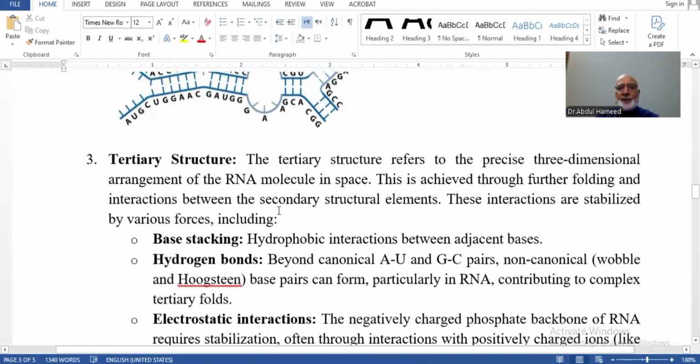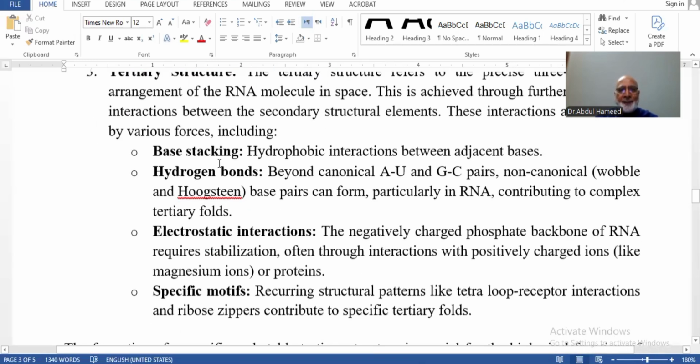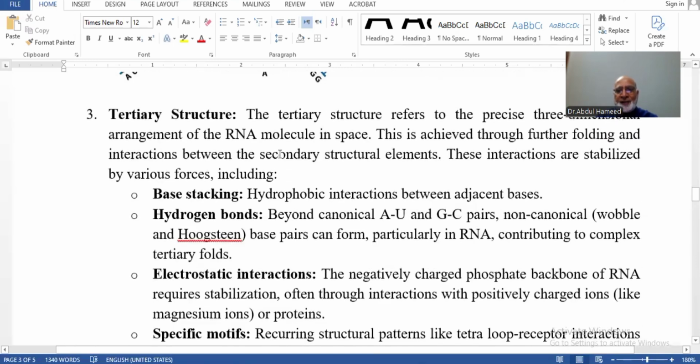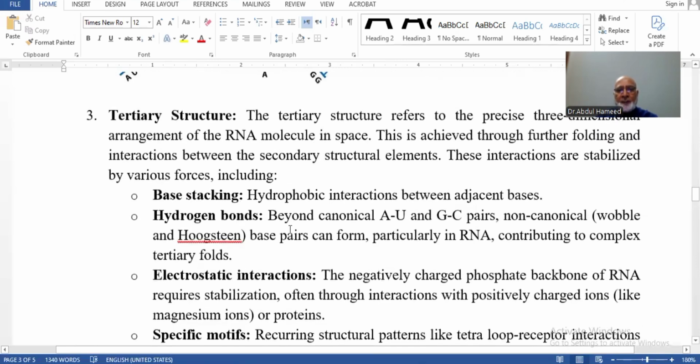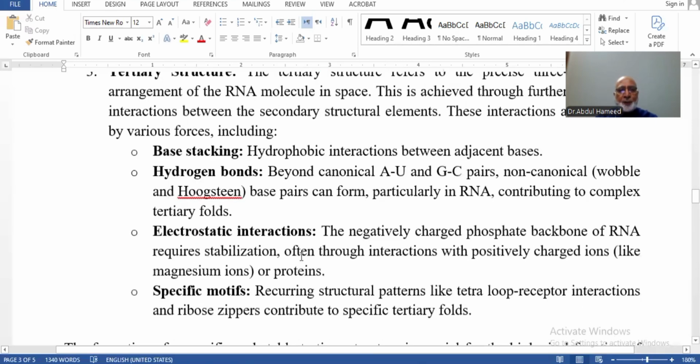Tertiary structure refers to the precise three-dimensional arrangement of RNA molecules in space. This is achieved through further folding and interaction between secondary structural elements. These interactions are stabilized by various forces like base stacking, hydrophobic interaction between adjacent bases, hydrogen bonds beyond canonical AU and GC pairs. Non-canonical wobble and Hoogsteen base pairs can form, particularly in RNA, contributing to complex tertiary structures. Electrostatic interactions, where there are some charges, can also form interactions.